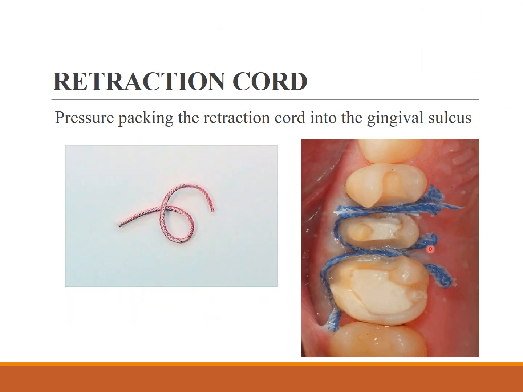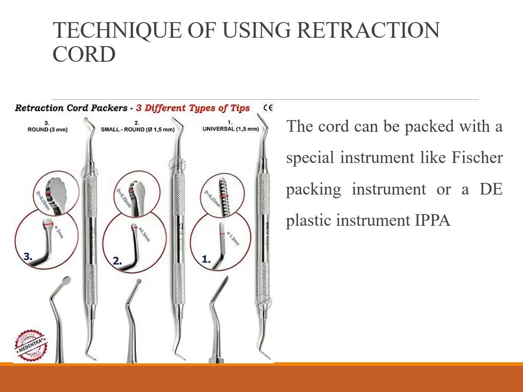Retraction cord. Pressure packing of retraction cord into the gingival sulcus is also used. We'll see more about it in the upcoming slides. Techniques to use a retraction cord: first of all, we use a cord packer, that is the instrument. There are three types: universal, small round, and round, from 1 to 1.5 mm going to 3 mm. A cord can be packed with this special instrument like a fissure packing instrument.